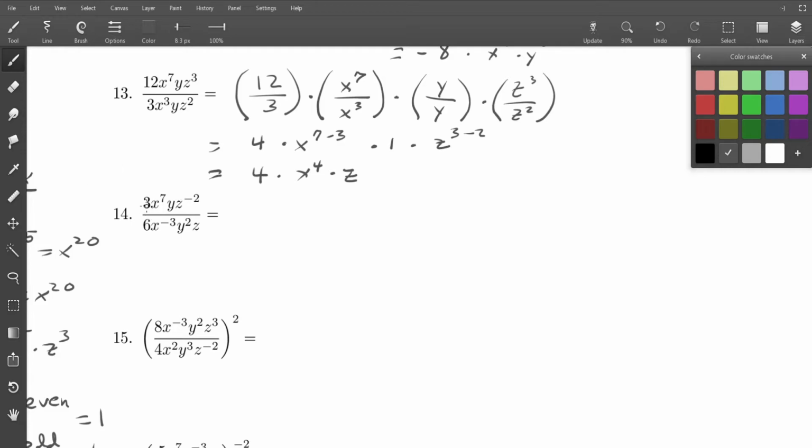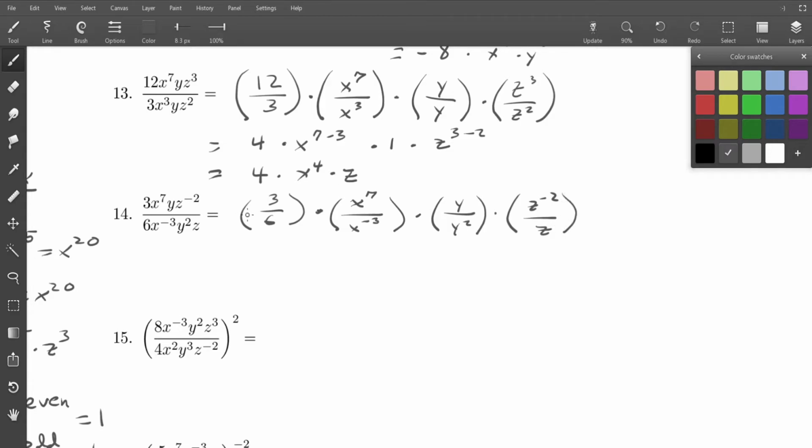Okay, so the next one, very, very similar idea, just some different values. So go ahead and break it apart. So I have 3 over 6. Those are my constants. Then I'm going to look for all of my x terms. And here I could do the y terms first and then the z terms. Really, it doesn't matter what order you do them in, as long as you're making sure that you write out all of the terms. So here I'll have my x terms, that is x to the 7 over x to the negative third, times y over y squared, times z to the negative 2 over z.